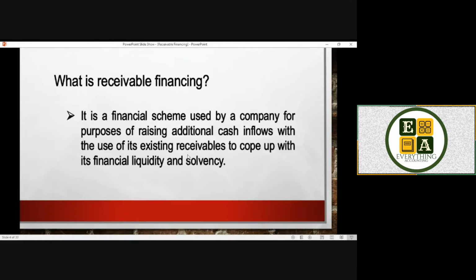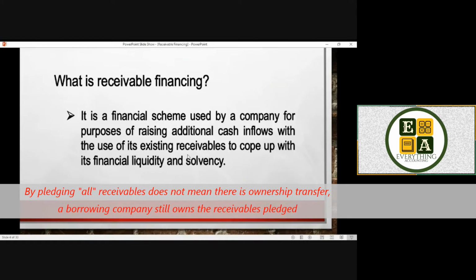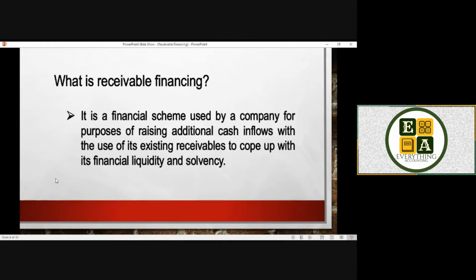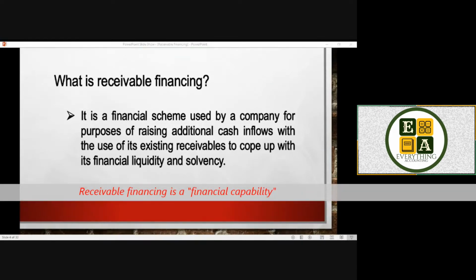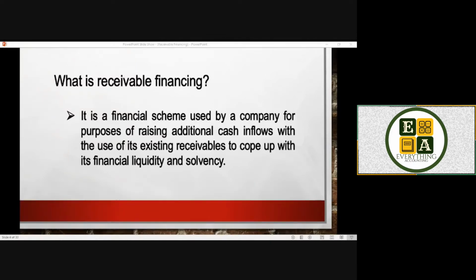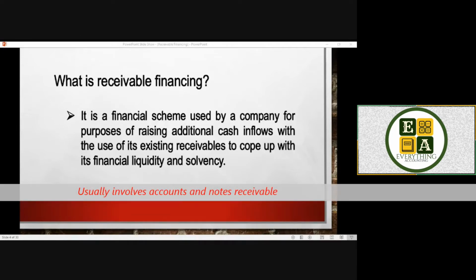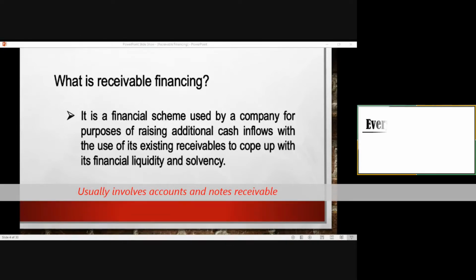Receivable financing is defined as a financial scheme used by a company for purposes of raising additional cash inflows with the use of its existing receivables to cope up with its financial liquidity and solvency. So, in other words, it is the financial capability of the company to generate additional cash flows using its receivables, either accounts receivable or notes receivable. Basically, when it comes to receivable financing, the most common receivables that are involved are accounts receivable and notes receivable because they are more involved in trading with other parties.